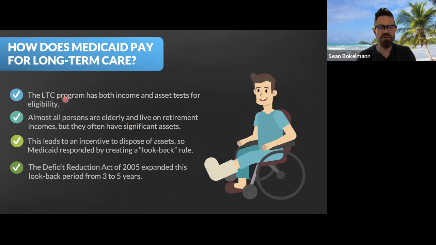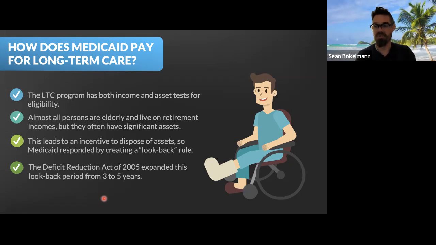Now the long-term care program has both an income test as well as an asset test for eligibility. So they look at the person's income as well as the assets that they have. And this is mainly because retired people live on retirement income, which is usually a fixed income, and they typically also have a store of assets. They typically own a house and may have other assets like securities and stocks and bonds and those sorts of things.